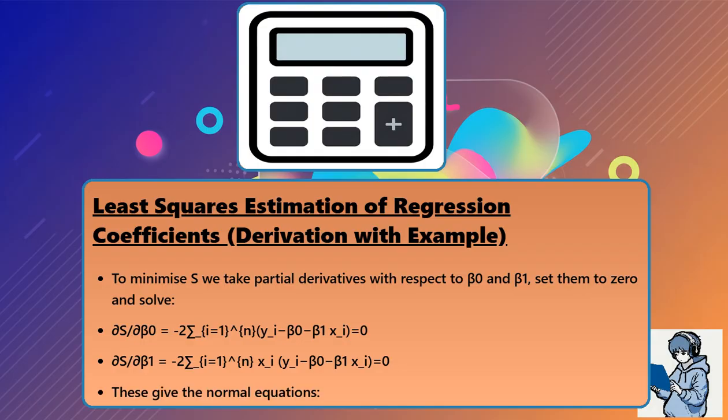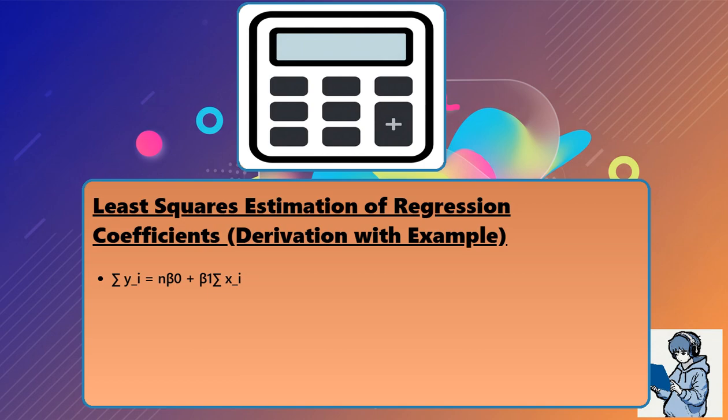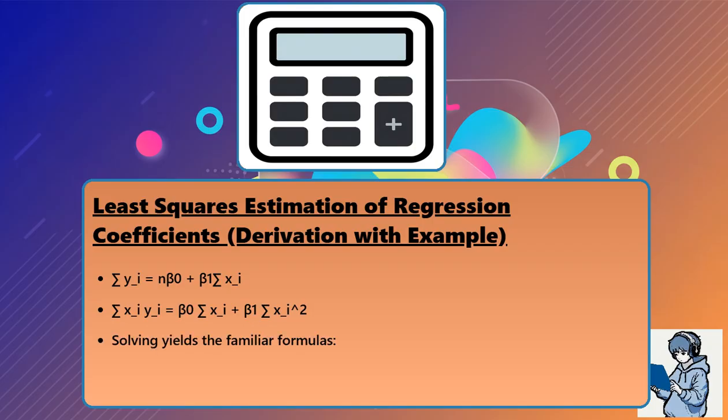These give the normal equations. Sum of y sub i equals n times beta 0 plus beta 1 times sum of x sub i. Sum of x sub i y sub i equals beta 0 times sum of x sub i plus beta 1 times sum of x sub i squared. Solving yields the familiar formulas.